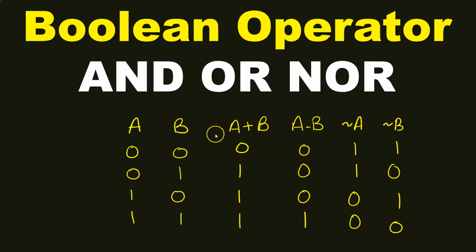Welcome to Code Effectively. The topic for today is we will be studying about the Boolean operators, that is AND, OR, NOR. These are the important and basic Boolean operators for Boolean algebra and an important topic for ICSE class 11th and 12th because this entire topic carries about 20 marks in your board exam. So you must know this topic.